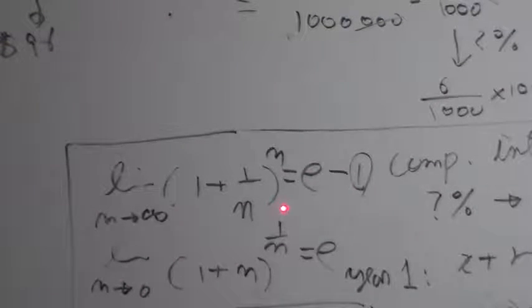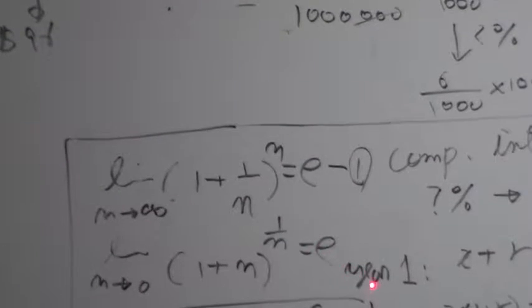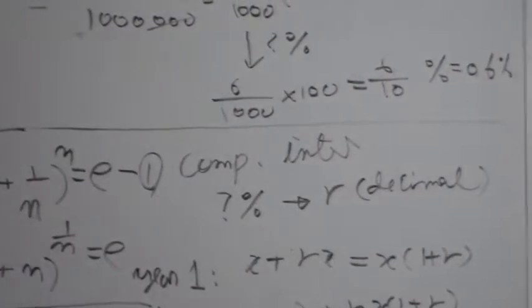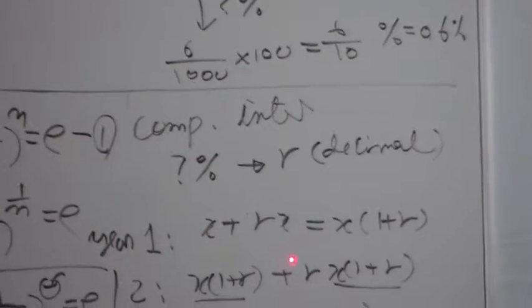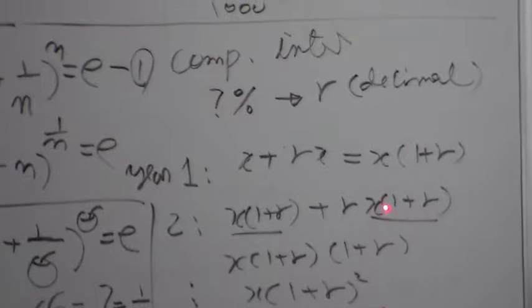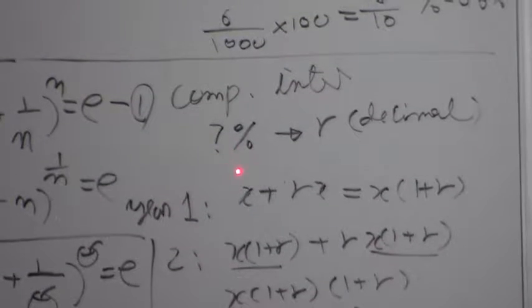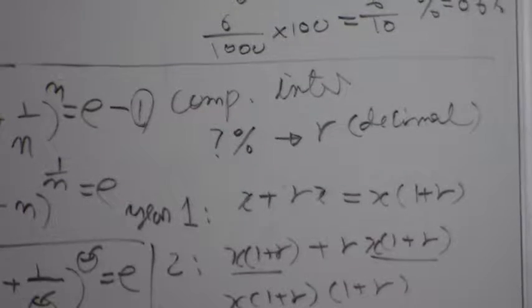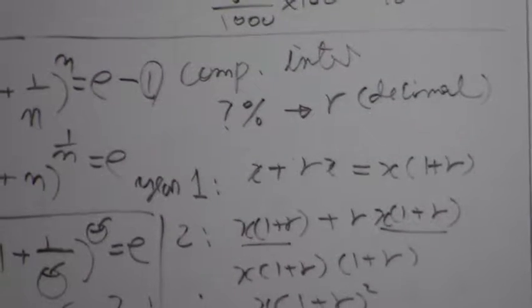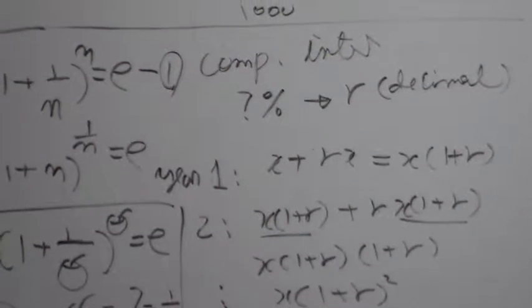Okay, so it's going to be E. Now the next one is this one. I'm going to do compound interest. Compound interest, they say question percent, right?